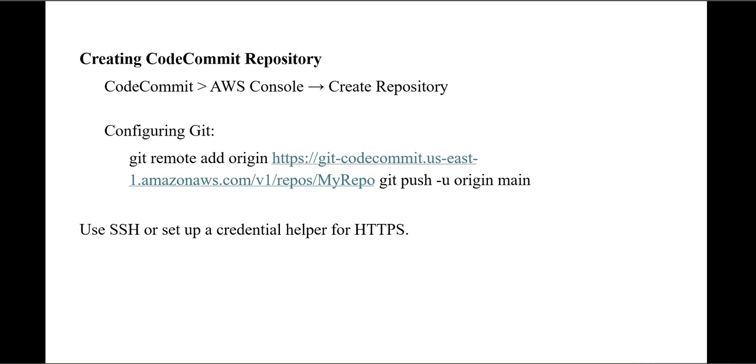Creating a CodeCommit repository: in the AWS console, create a repository and configure Git, use SSH or set up a credential helper for HTTPS. Start by creating a repository in the AWS Management Console. You can then configure your Git remote to point to CodeCommit. Use HTTPS or SSH based on your setup. It's just like working with GitHub but secured by AWS.